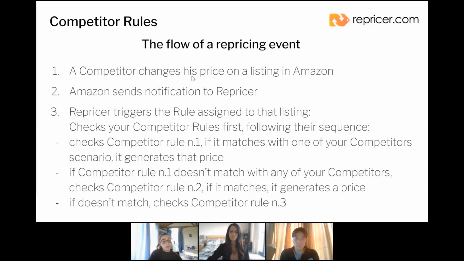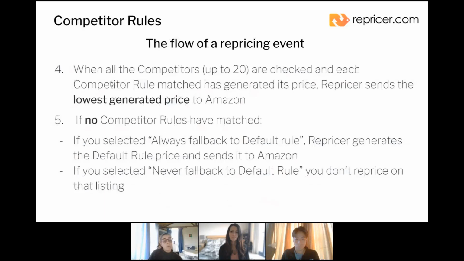So you will check your competitor rule number 1. If that matches with one of your competitors' scenarios, it generates that price. If the competitor rule number 1 does not match with any of your competitors, then it checks the competitor rule number 2. And if it matches, it generates a price. And if it doesn't match, then it moves to number 3, and so on. So when all the competitors up to 20 are checked and each competitor rule matched has generated the price, Repricer will choose the lowest generated price and send this to Amazon. So that is going to be the price you have repriced to.